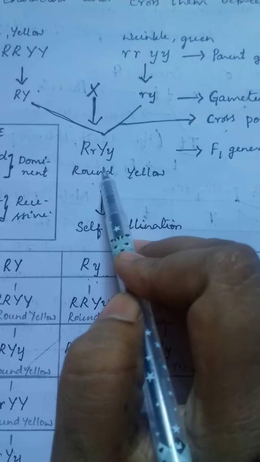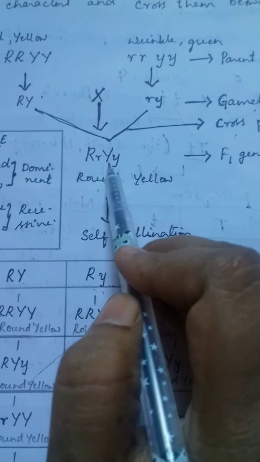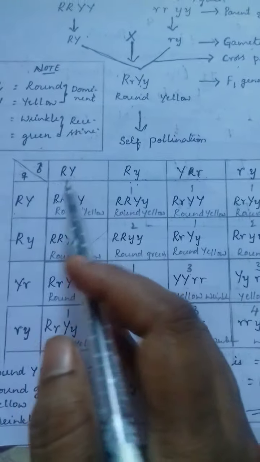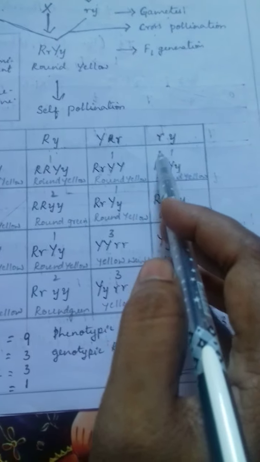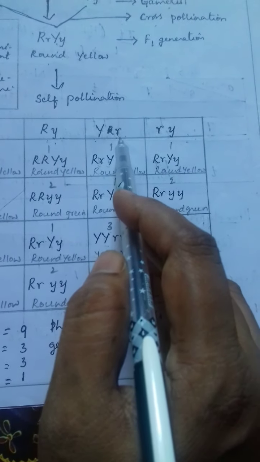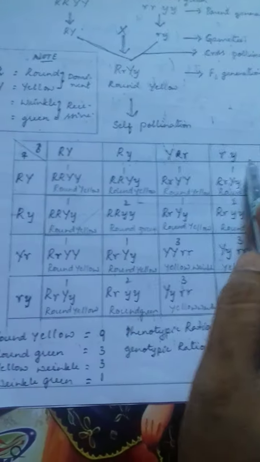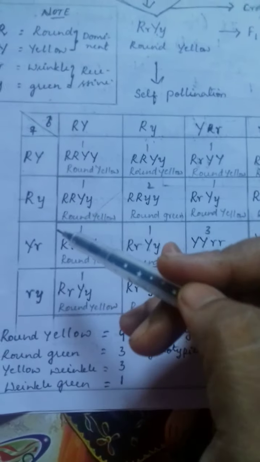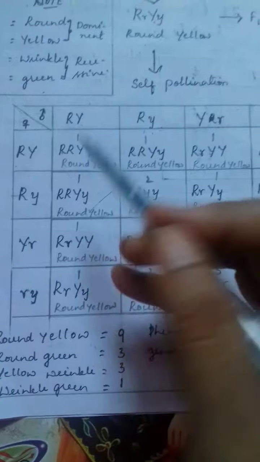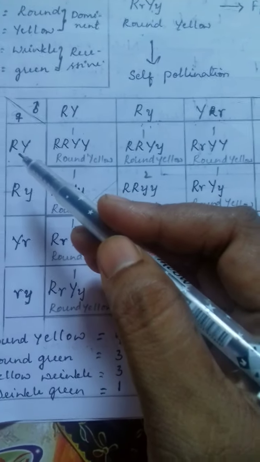After cross pollination in the F1 generation, this is the self pollination. In self pollination we write the capital letters first, capital R and capital Y, and at the end small r and small y. In the middle, if R is capital then Y will be small, and if Y is capital then R will be small. These are the four characters. Coming to this side, it is the same, because the androecium and gynoecium are of the same flower, with the same characters. As we studied in the monohybrid cross, the same thing will be repeated here.